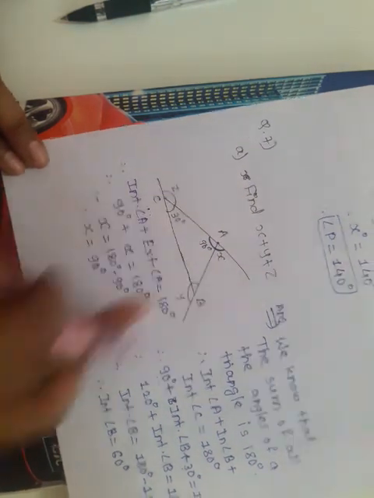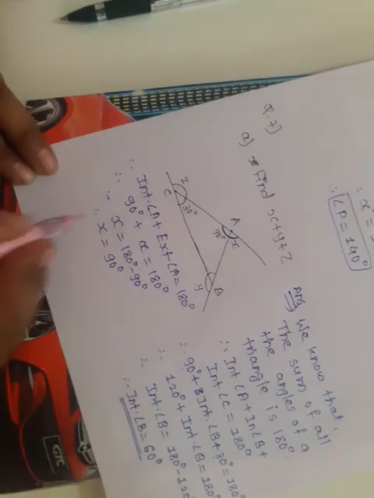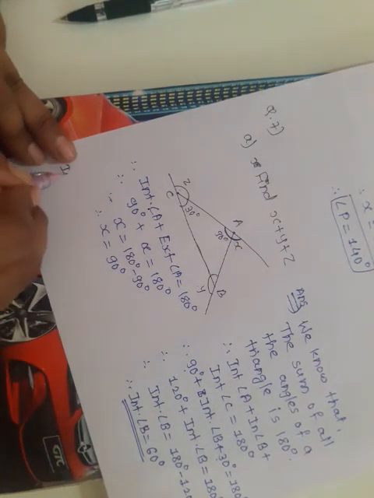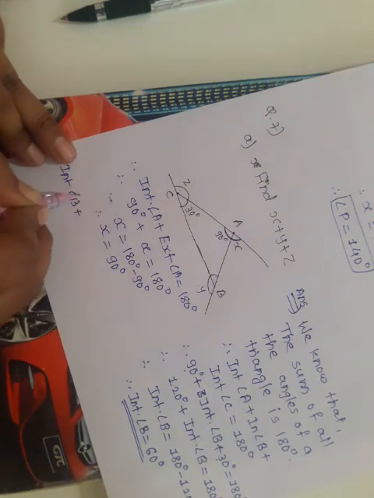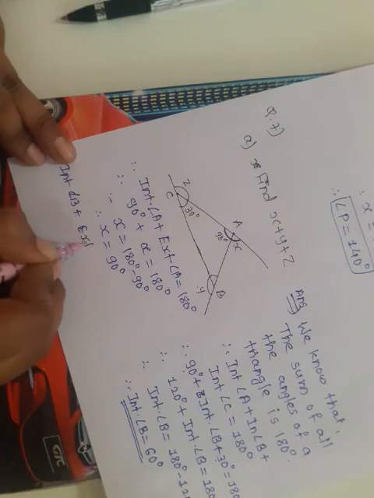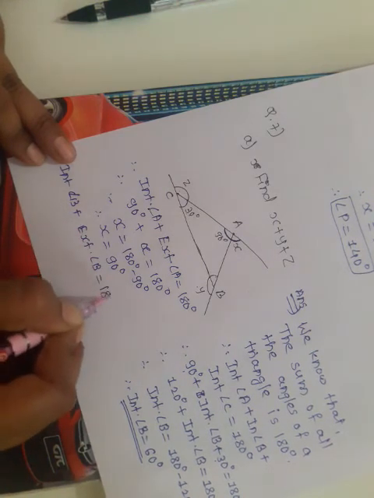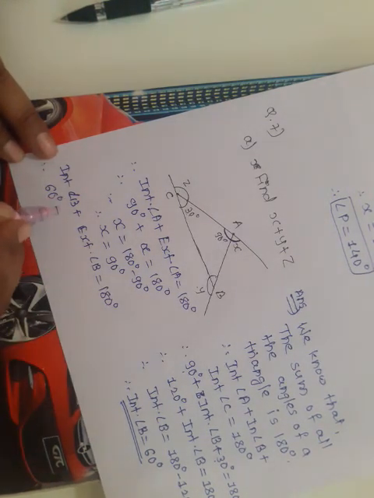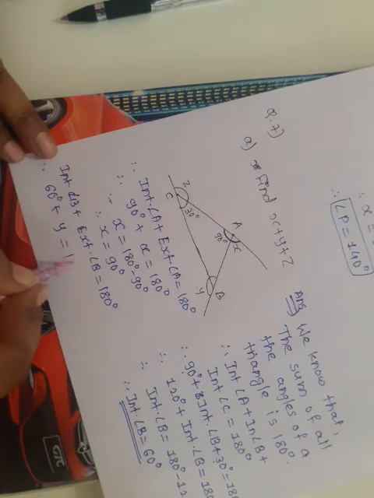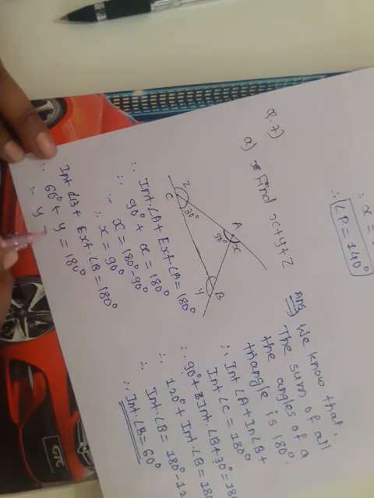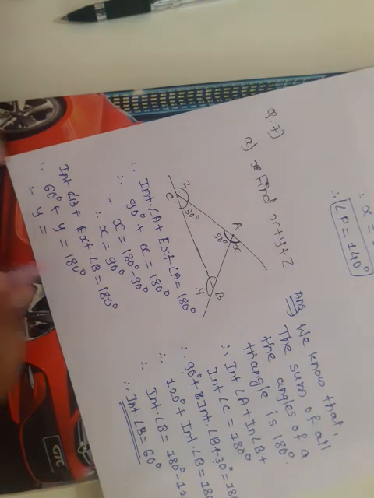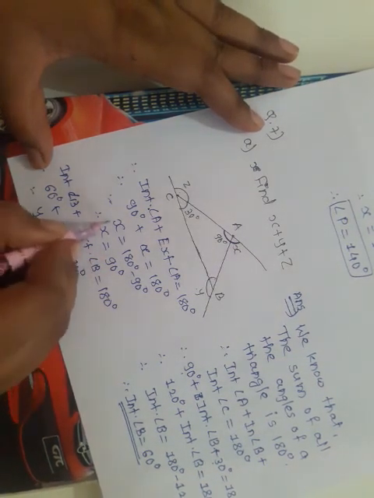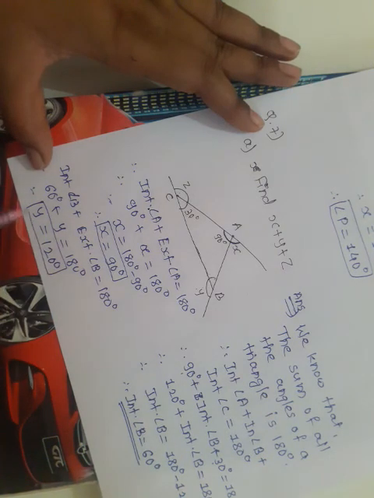Because interior angle B is known to us now. So write down similarly like this, interior angle B plus exterior angle B is equal to 180 degree. And therefore interior angle B is known to us, 60 degree, plus exterior angle B is y, which is equal to 180 degree, and therefore after subtracting 60 degree from both sides we get y is equal to 120 degree. So we get x as 90 degree, we get y as 120 degree.